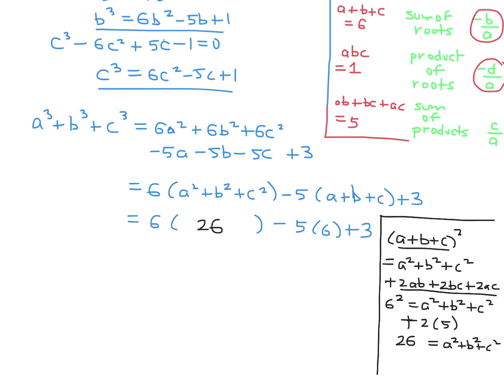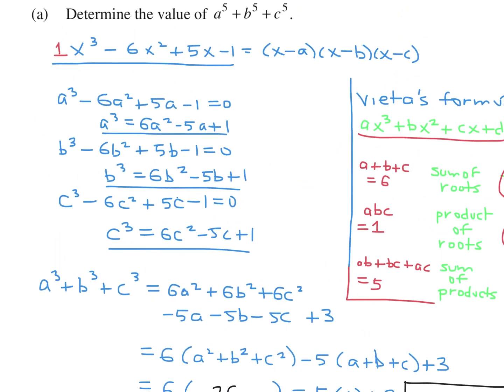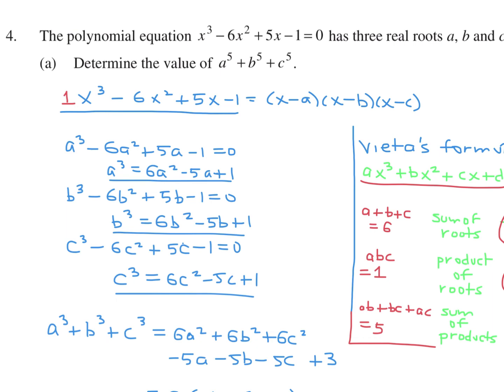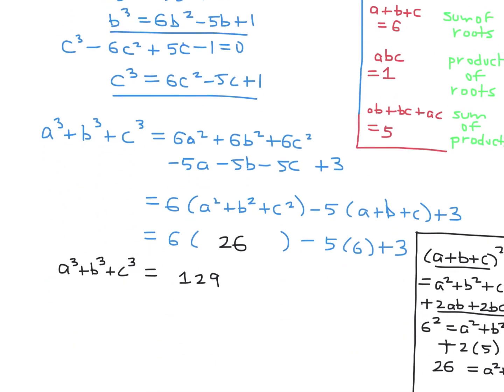And then when you crunch out these numbers, you get 129 is equal to a to the power 3 plus b to the power 3 plus c to the power 3. So as you can see, it works out very nicely. But we have to figure out a to the power of 5 plus b to the power of 5 plus c to the power of 5. We're not yet done. Okay, no problem.